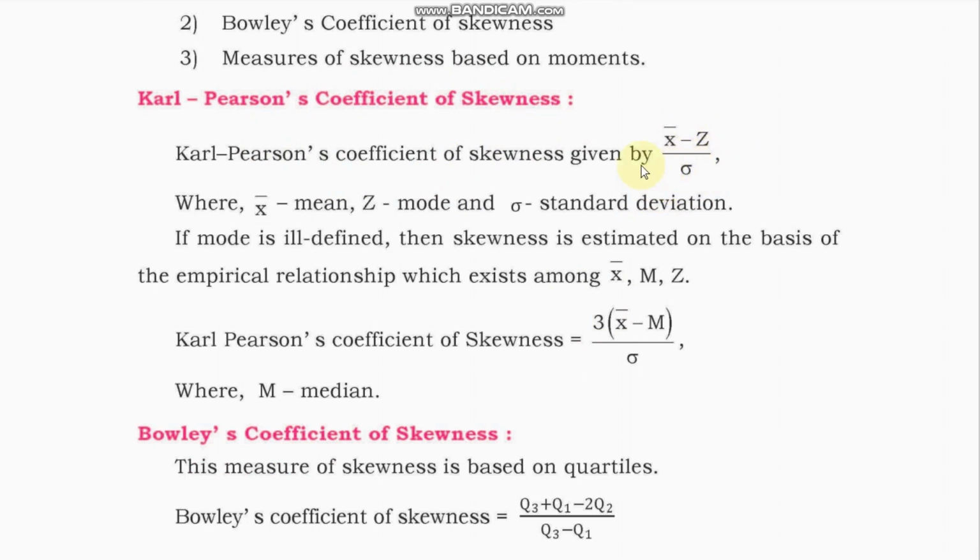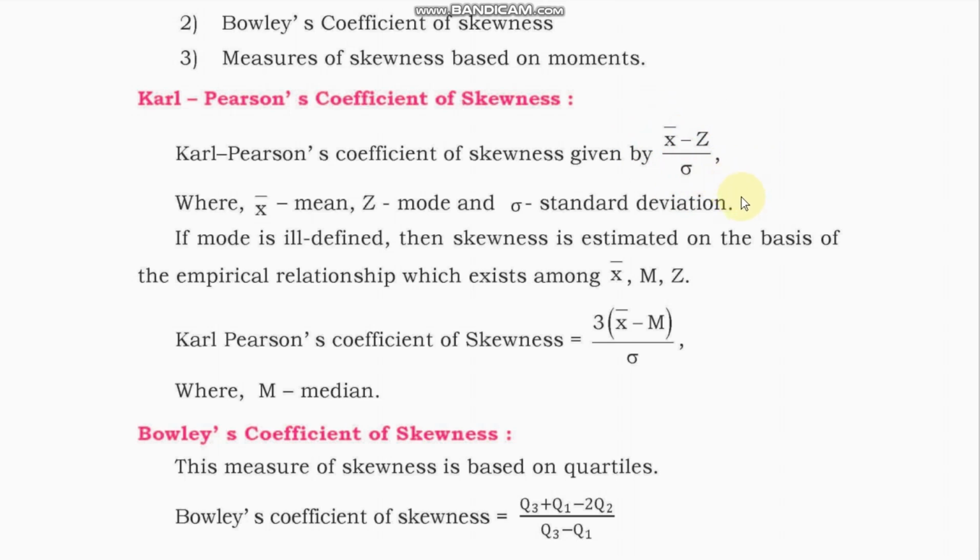So for a given distribution, if it has only one mode, if it is unimodal, then we go for this formula here. That is, we find out the mean, we find out the mode value, and then we find out the standard deviation value. And after that, we go for this formula.